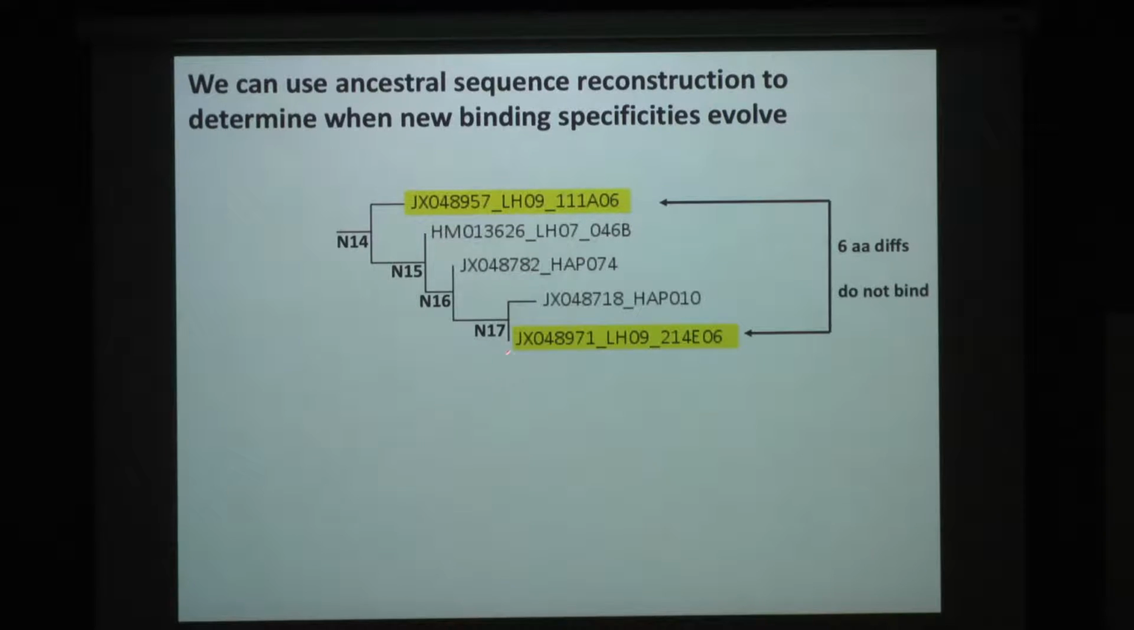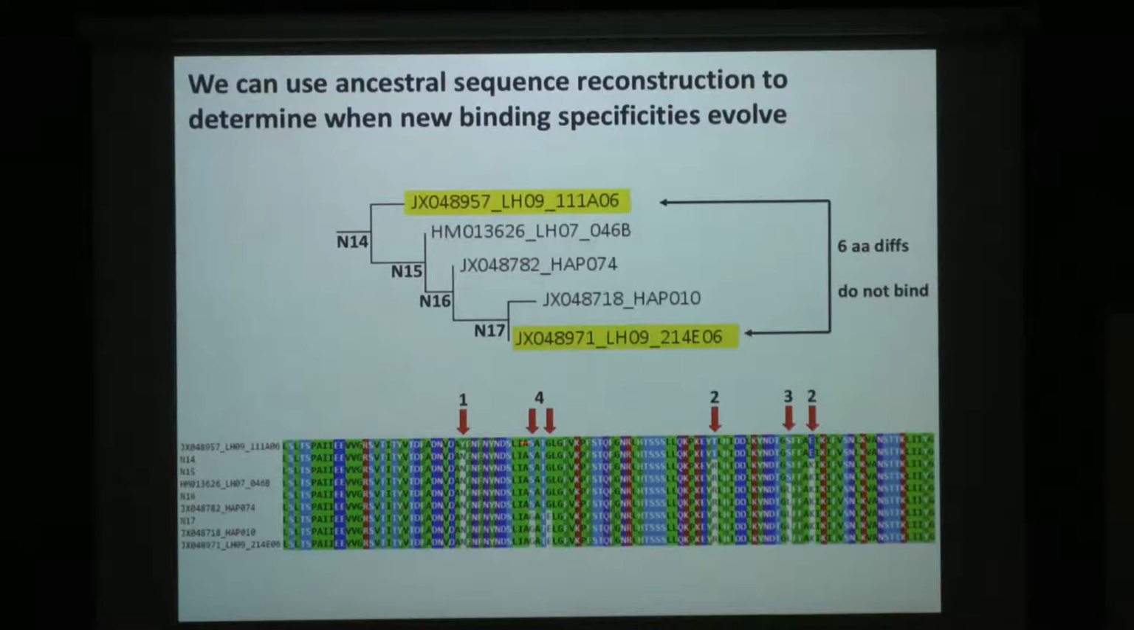One thing we can do is use an approach called ancestral sequence reconstruction to go back in time and figure out what was the sequence of the ancestor of these alleles. And if we can do that, we can make an alignment of not only the existing sequences, but these ancestral sequences, identify where those mutations occurred, and order them in time over this tree.